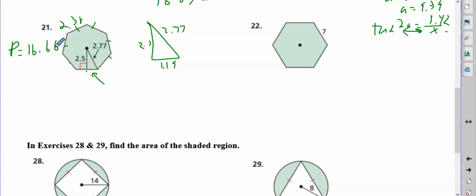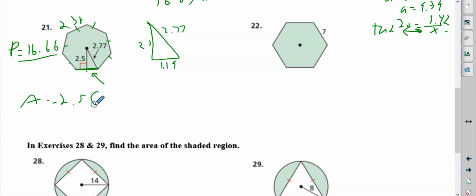Okay, so again, recapping. We had two sides of a right triangle. We use a squared plus b squared equals c squared to find the third side, which is 1.19, which is half of the whole side of the shape. So therefore, we doubled it, got 2.38, and then multiplied by the number of sides, which again was 7, and there's our perimeter. We already have our apothem, so we're basically done.